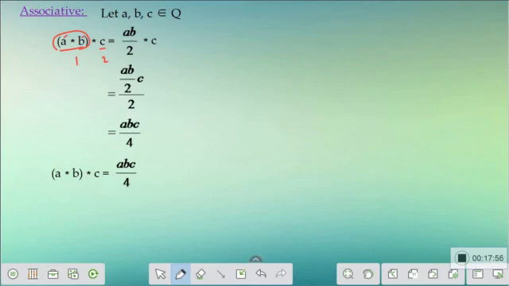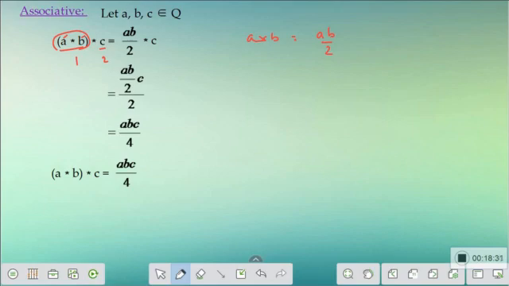Now let us operate the things which are inside the brackets. A star B will be equal to AB by 2 as per your definition. Now star C, let it remain as such. Now you can see A star B star C is reduced to two elements. The first element is AB by 2 and the second element is C. Now let us perform the binary operation for the two elements, that is AB by 2 and C.